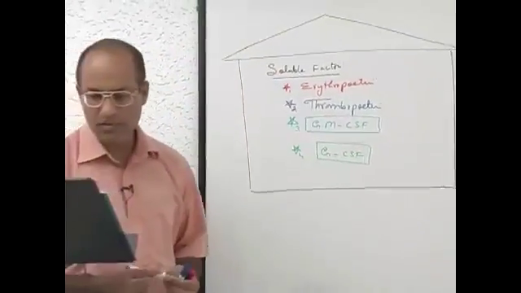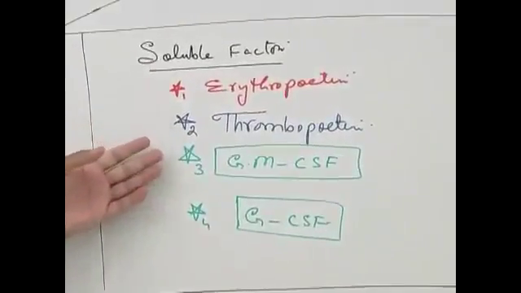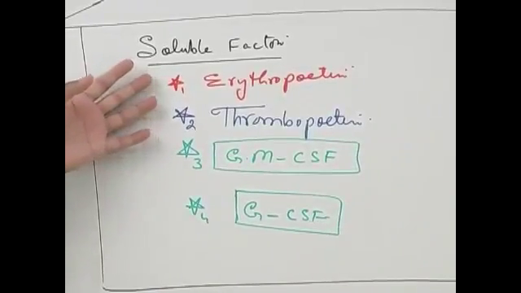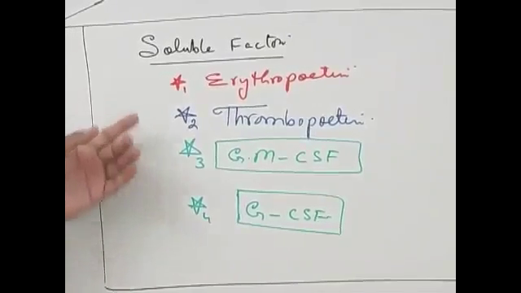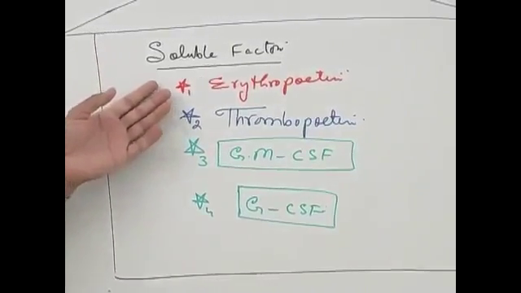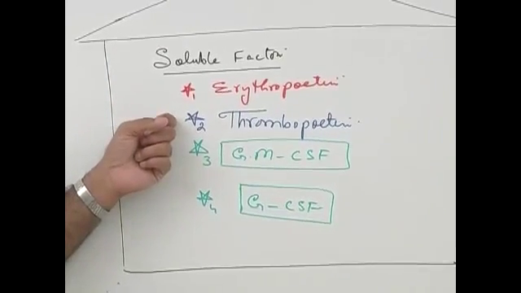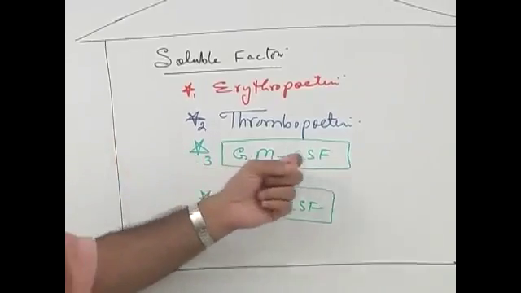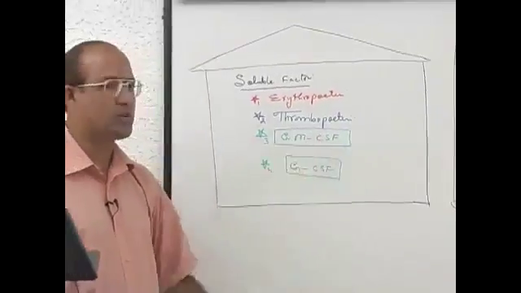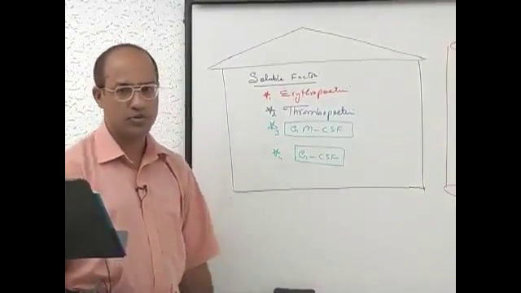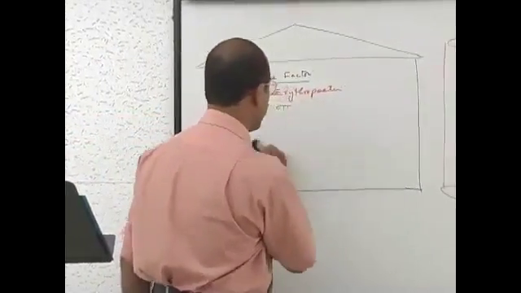Right? So these are a few examples showing that these soluble growth factors and differentiation factors are now available, synthesized by genetic recombinant technique, and can be used commercially in patients. Erythropoietin to increase erythropoiesis, thrombopoietin to increase platelet production, granulocyte monocyte colony stimulating factor and granulocyte colony stimulating factor especially in patients where we want to increase the neutrophil numbers.